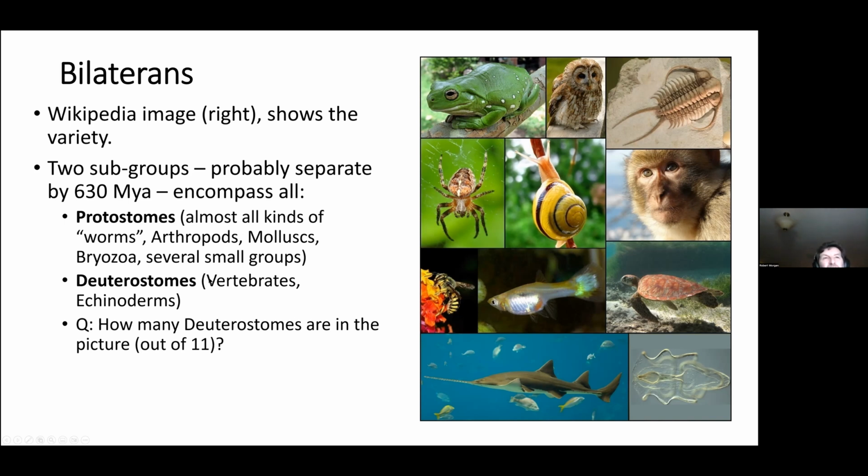And then the other group is, in terms of different types of things, quite a small one really. It's the vertebrates and the echinoderms, so the closest cousins of the animals with backbones. So how many deuterostomes are in the picture on the right out of the 11 things you can see? Can anyone tell me how many of the deuterostomes we've got out of those 11?